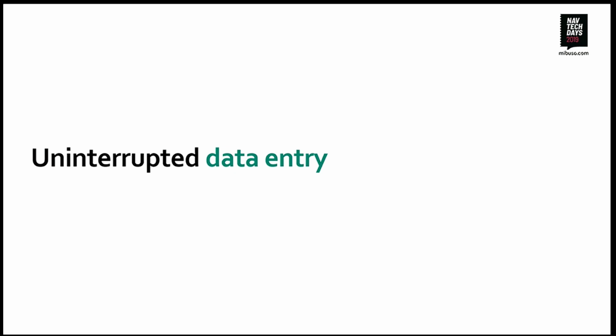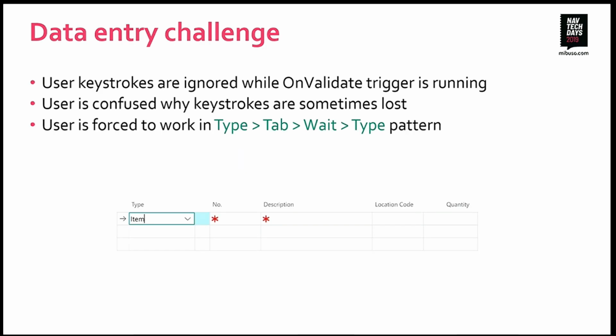Another really awesome thing we did was uninterrupted data entry. When working with lists, the next natural thing you do, you edit the list. You enter some data, you create new entries in the list. And this was quite a big challenge. Because naturally, how Business Central works is that user keystrokes are ignored while the onValidate trigger is running. Because, of course, you need to be done with your AL logic to accept new input from the user. Also, the user is confused because sometimes his keystrokes are lost. Because the system enters busy mode, but he thought that he could still type, and now his keystrokes are lost, and the user is in this confused state.